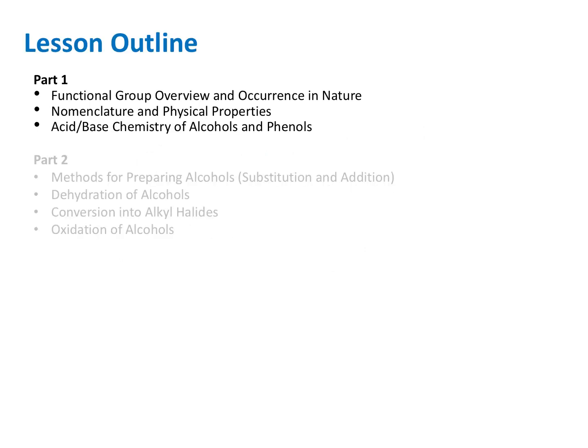In Part 1 of the lesson, we begin with an overview of the functional groups and natural occurrences of alcohols and phenols. Alcohols, with their hydroxyl group attached to a saturated carbon, and phenols, with a hydroxyl group bonded to an aromatic ring, play vital roles in both nature and chemistry. Next, we cover the nomenclature and physical properties of these compounds. We'll discuss naming conventions and how the hydroxyl group affects properties such as boiling point and solubility.